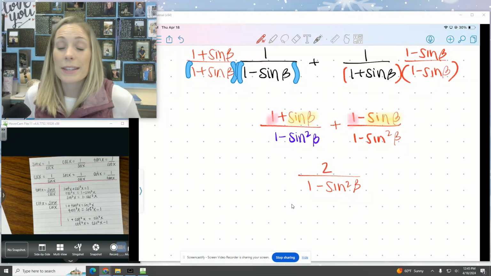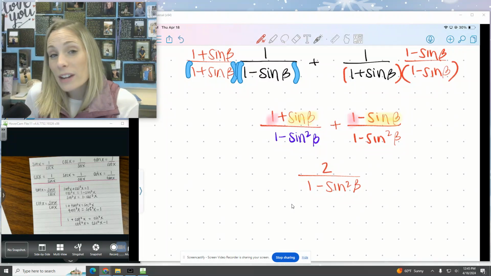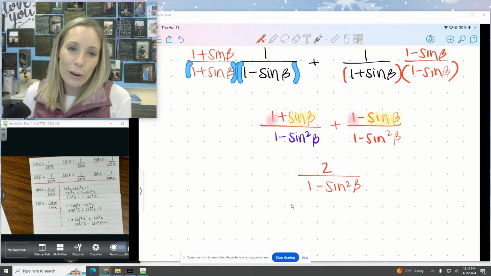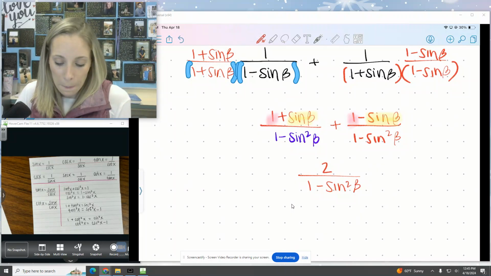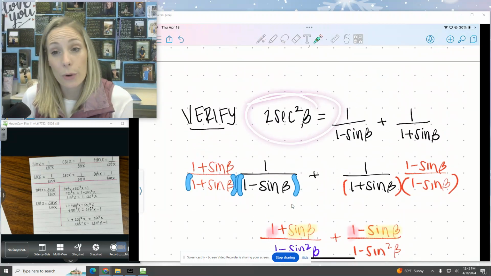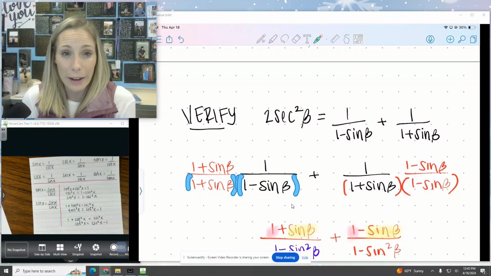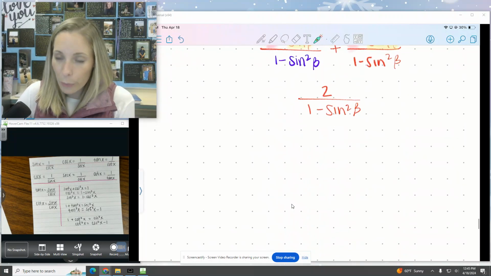Already, this is significantly simpler than what we started with. We only have one fraction. Our numerator is just a number. Things are looking pretty good so far. However, I'm not done until my answer is in that format. I am not done until my answer is 2 secant squared of beta. So I've got a little bit more work to do.